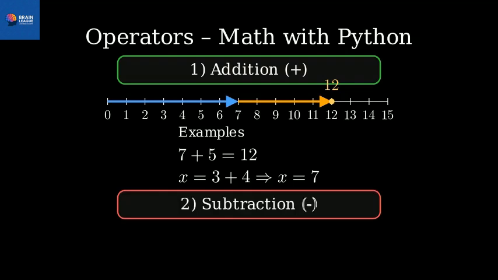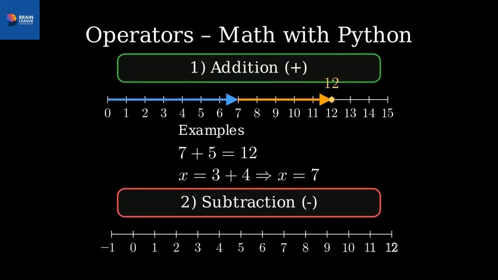Subtraction. The minus operator subtracts the right number from the left. For example, 10 minus 6 equals 4. On a number line, start at 10 and move left 6. You end at 4.